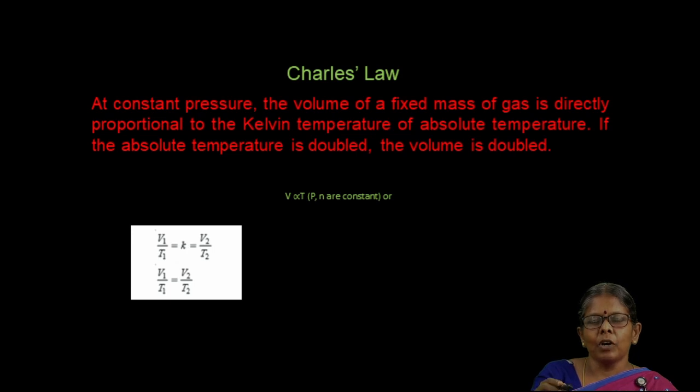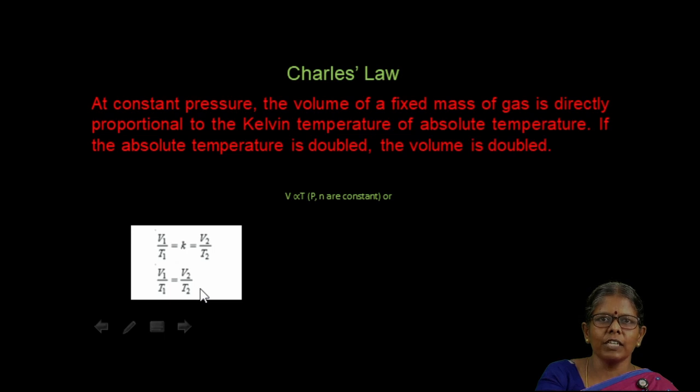In Boyle's law, we have seen the relationship between the pressure and the volume. In Charles' law, we keep the pressure constant. Therefore, the variation is between the volume and the temperature. If the volume is increased, then the temperature is also increased. That is, the volume is directly proportional to temperature, keeping the number of moles of the gas and the pressure constant. That is given in this type of equation.